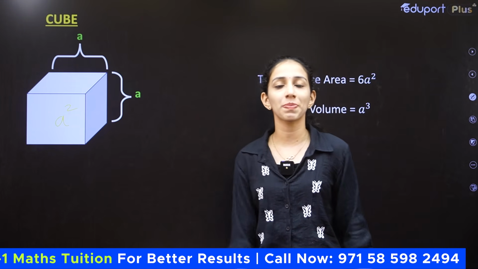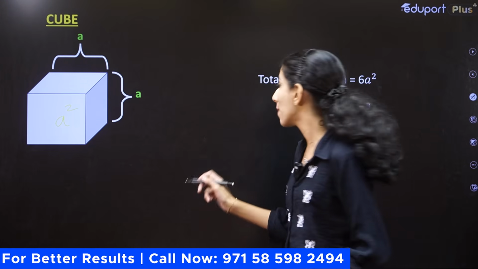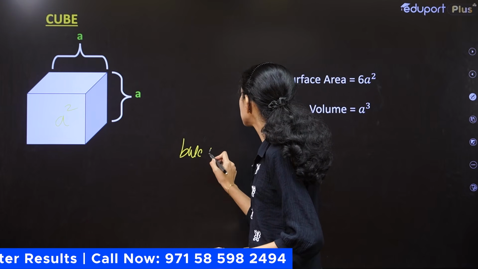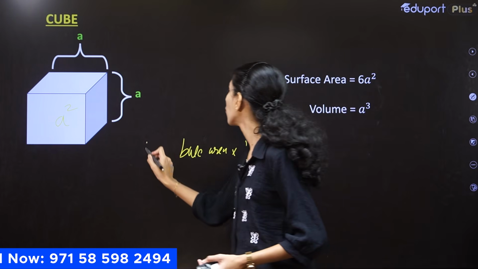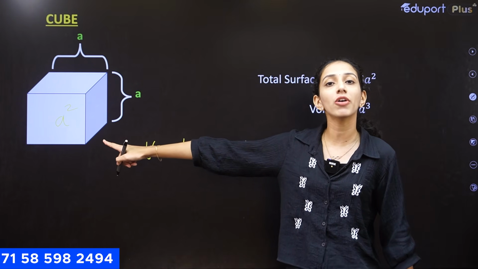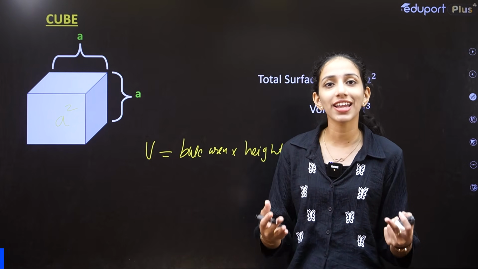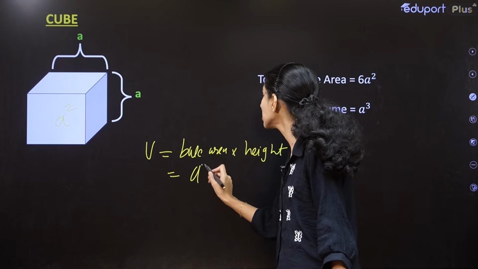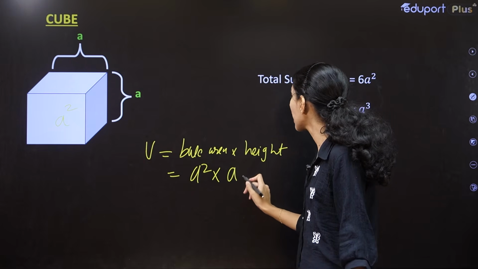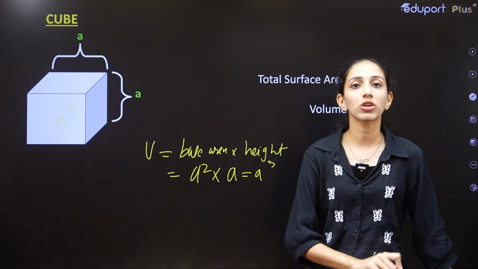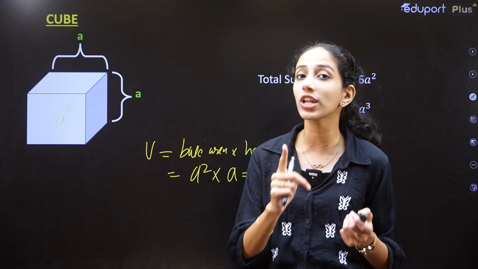And what will be its volume? How will you get that? We have a general formula to find the volume. What is that? Base area into height is equal to volume. We are already familiar with the base area. What is its base? A square. So its area is a square, and the height is always equal to a, because it is a cube and all its sides are equal. So, a square into a is equal to a cube. So, we got the formulas for finding the total surface area and the volume of a cube.